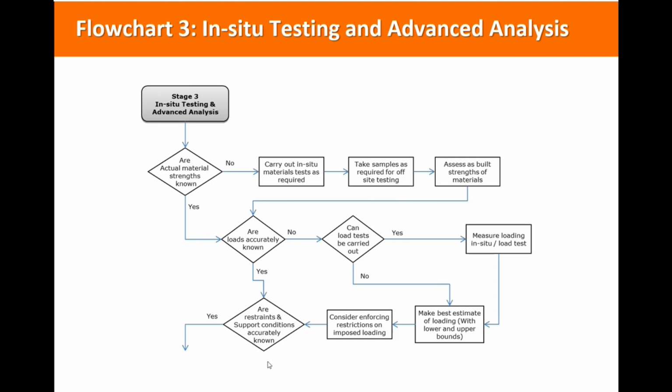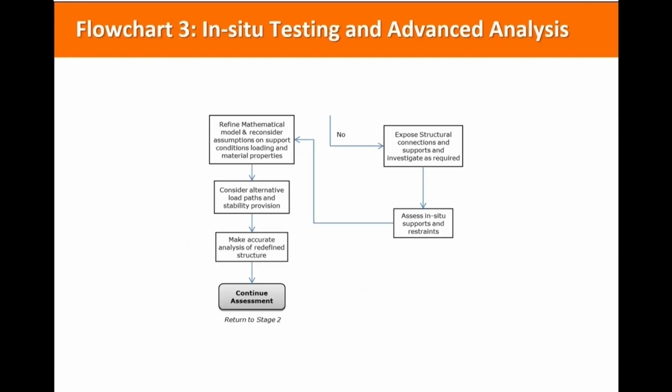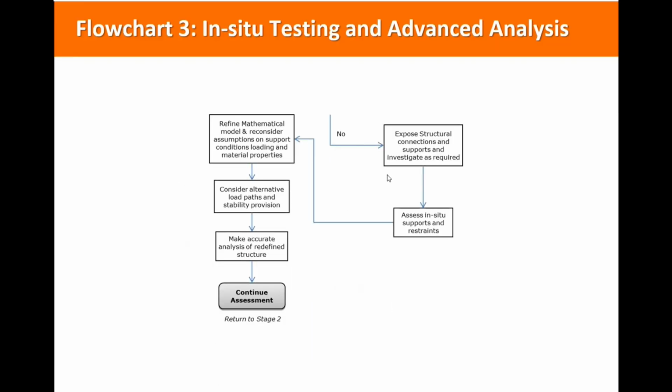The other aspect of the structure, of course, is how it's supported and how it's restrained. And are those restraints and support conditions known accurately? If they're not, then you need to expose it. Quite often, the weak parts are the connections. And so you may need to take a piece of cladding off or a piece of ceiling plasterboard off and expose those connections, have a good look at them, see whether they're actually doing what they're supposed to be doing.